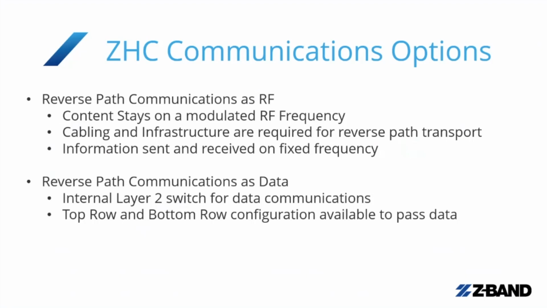If you're not using RF, the obvious easy way to do it is reverse path communications as data. And we have two different options for doing that. We'll walk through those and the positives and negatives of doing things either through the top row, bottom row system or through the internal switch. And really, it's going to be a customer preference thing. It's also going to be a question of what else you may be supporting within that infrastructure. And we'll talk through those things as we get through the webinar.